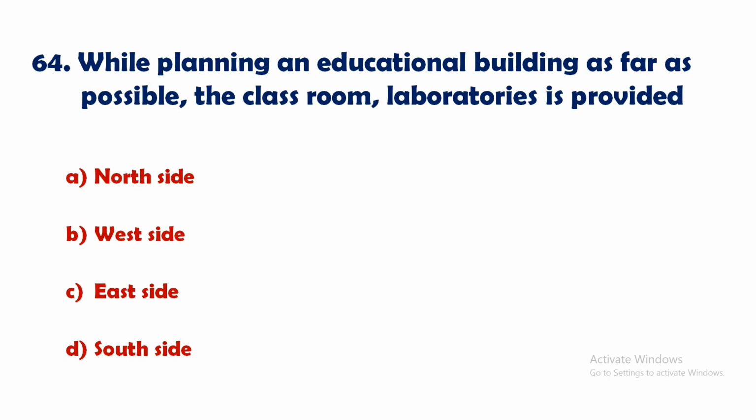While planning an educational building as far as possible, the classroom laboratories are provided in the north side, west side, east side, south side. The answer is while planning an educational building, as far as possible, the classroom laboratories is provided in the north side.